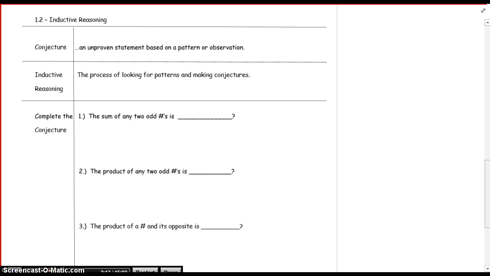An unproven statement would be basically saying that every time Jane goes shopping, she always seems to buy Gucci bags. Sure, she is going to buy a Gucci bag. Now, hold on to that statement in your head for right now as we move on to the next part, which is the inductive reasoning, or the process of looking for patterns and making conjectures. So it's taking what we kind of see and then making an observation and a hypothesis, so to say, on the particular pattern.